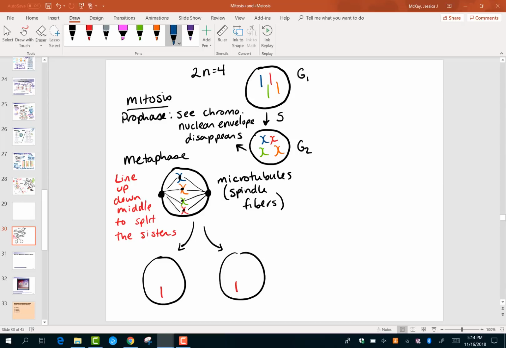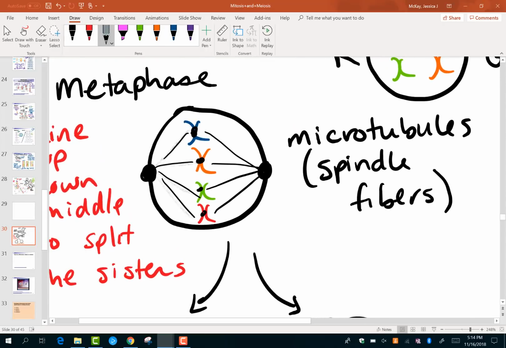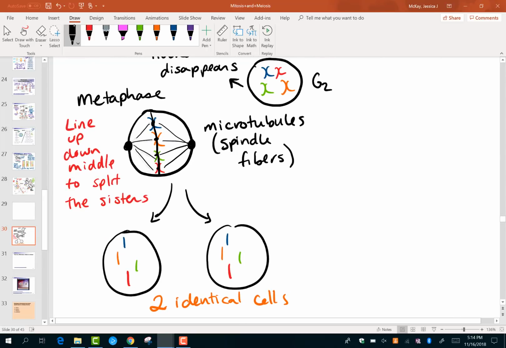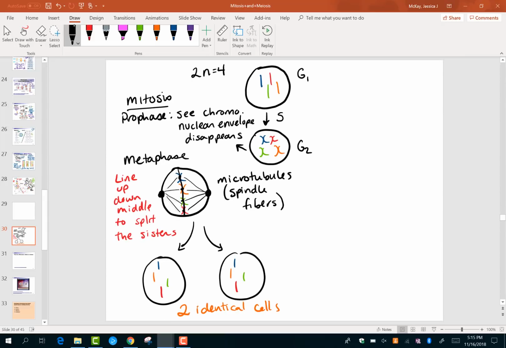cytokinesis is the splitting of the cytoplasm. Sorry, I have a hard time drawing and talking. And what you're left with is 2 identical cells, right? So if we look at this in metaphase, if you line up the chromosomes correctly, all you're doing is splitting down the center. Right? All you're doing is splitting down the center so that your 2 cells now have one of each colored chromosome. They're identical to each other, and they're identical to the cell that we started with.